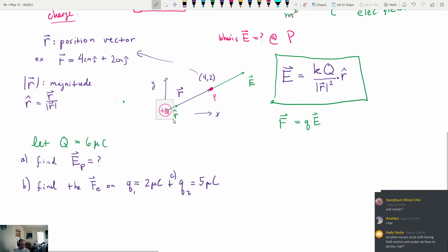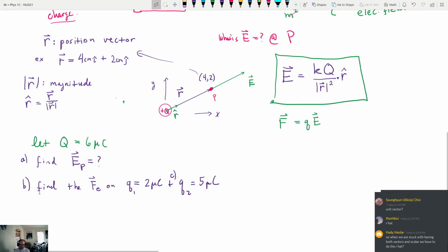Does the setup make sense? Given a point charge, placed into a coordinate system like this, I have an object that's placed at 4, 2, where these are in centimeters. I'll fix that. I'll make it centimeters. We want to find the electric field at point P, magnitude and direction, however you want to put it. You can either write it as a magnitude and a direction with an angle. You can write it as a magnitude and direction with a vector. However you want to do it, write down the electric field at point P. We'll probably do it both ways.